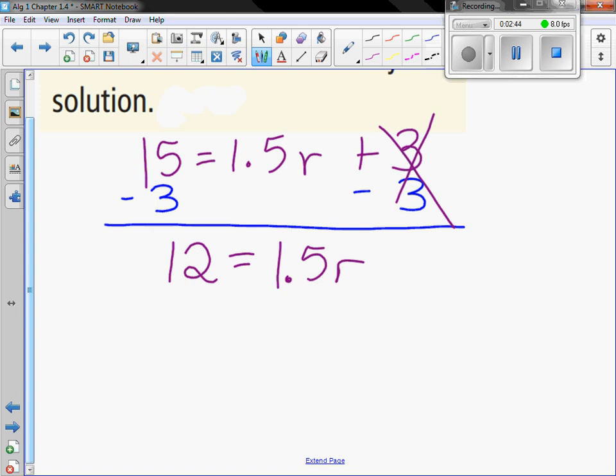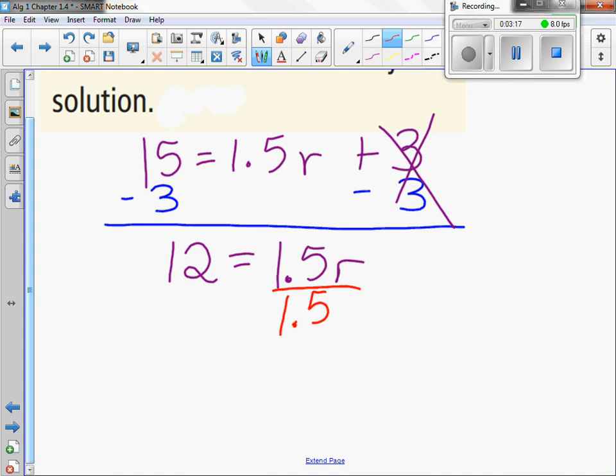Any questions on any of this so far? Is the variable by itself? What's with the variable? 1.5. And how are they together? Is it multiplication, division, subtraction, addition? How are they connected? Multiplied, right? Because if two things are written next to each other, especially with a variable, it's always multiplication. They're being multiplied together. So the only way we can undo multiplication is with division. It's the opposite. So we divide both sides by 1.5.